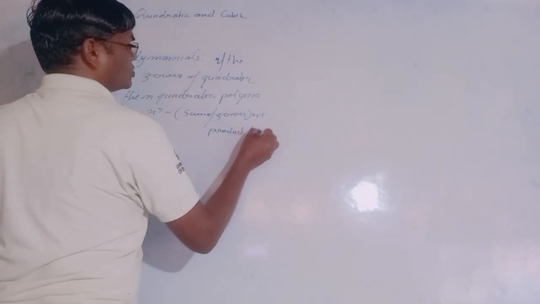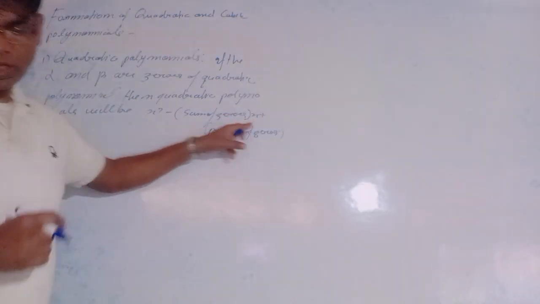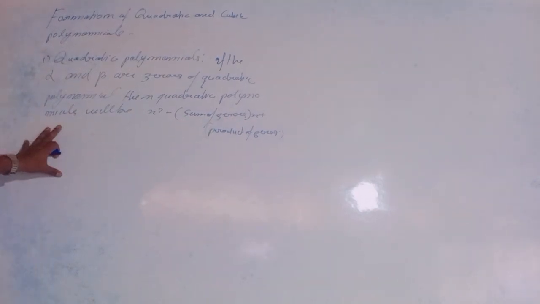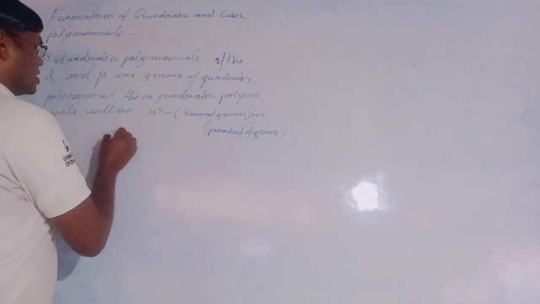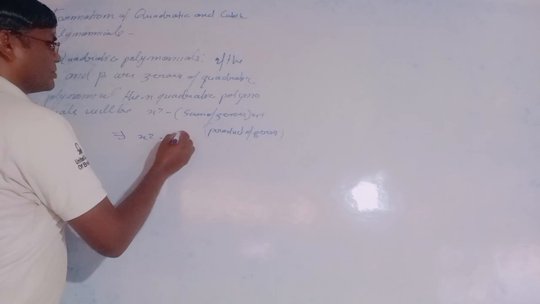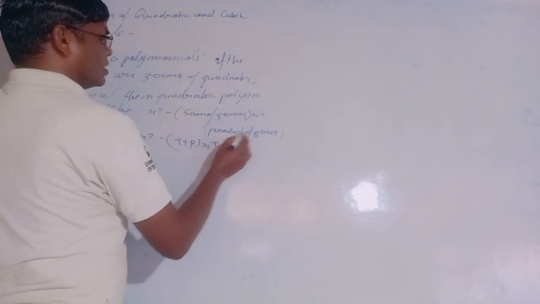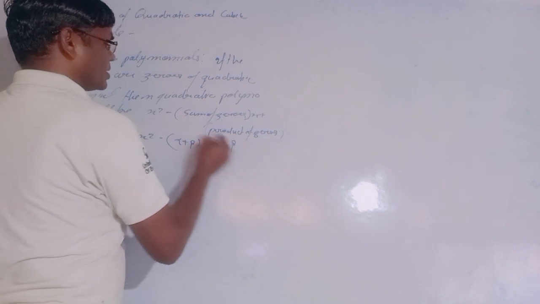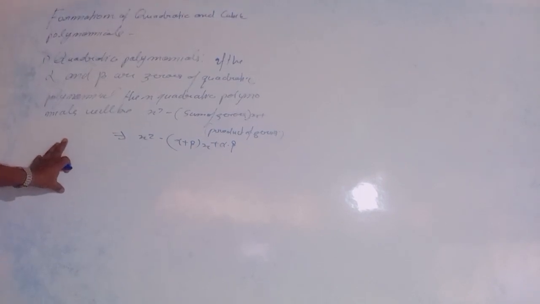Okay, plus product of zeros. So sum of zeros into x plus product of zeros. Suppose alpha and beta are the zeros, so we can write x square minus sum of zeros, alpha plus beta, into x plus alpha beta.